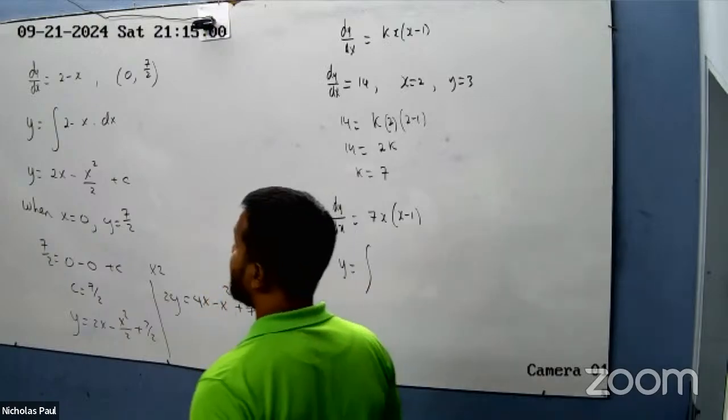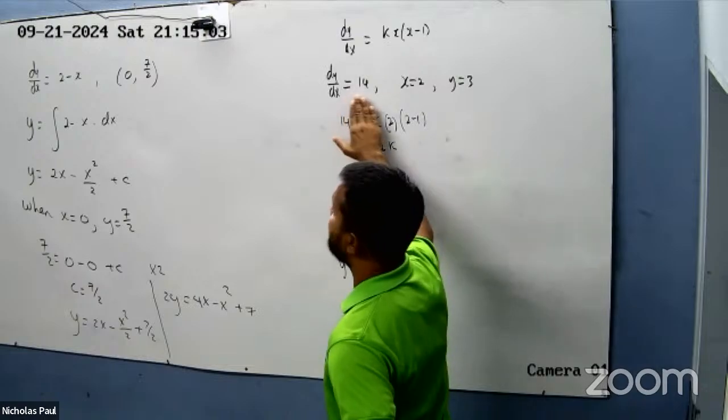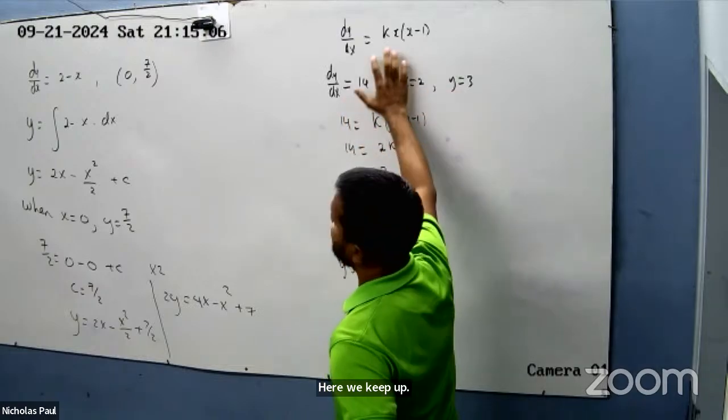The key part is that I just use the information they gave us, right? Plug it in here and I solve for k.